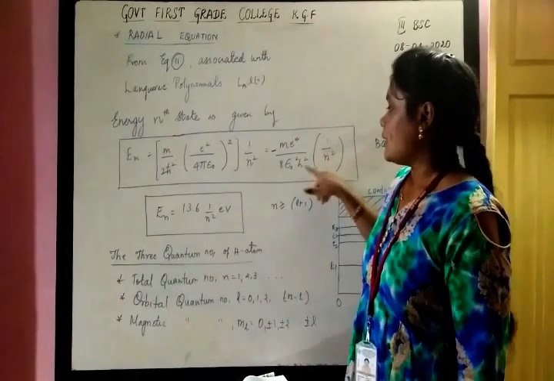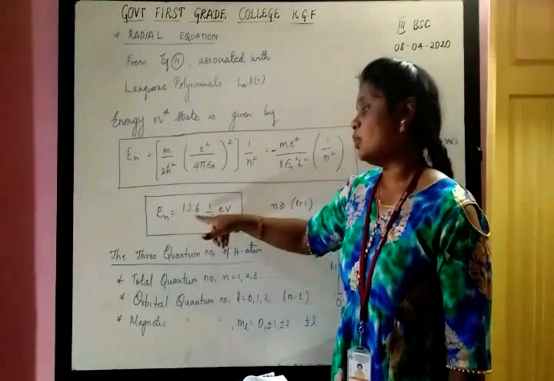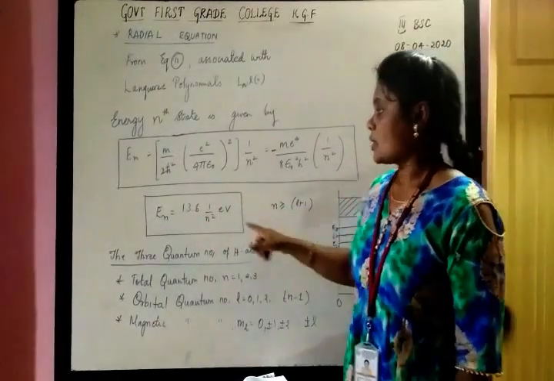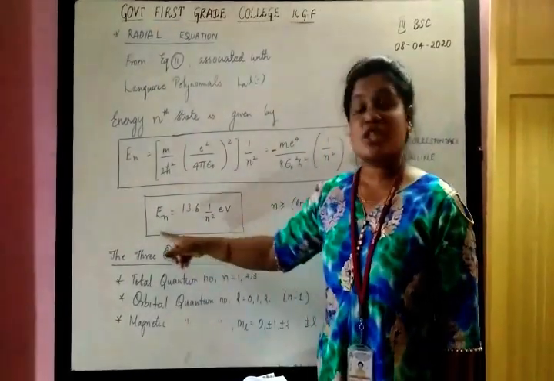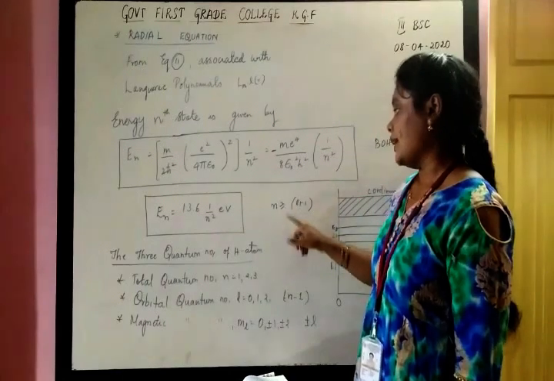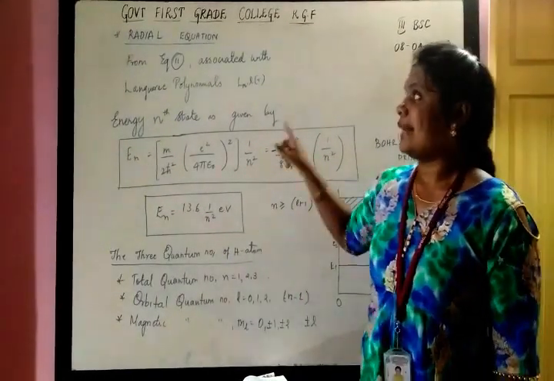So, this value is 13.6. If you calculate it, you will get 13.6 into 1 by n square eV. So, this is the nth state of energy. So, here n is greater than or equal to L plus 1. So, this is about the radial equation.